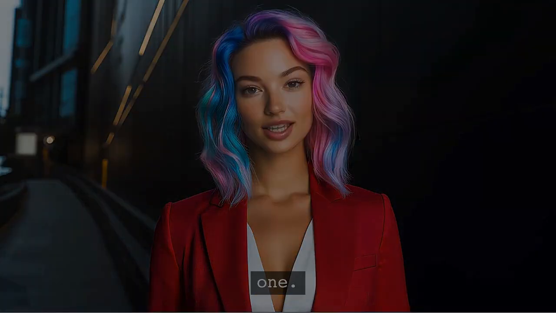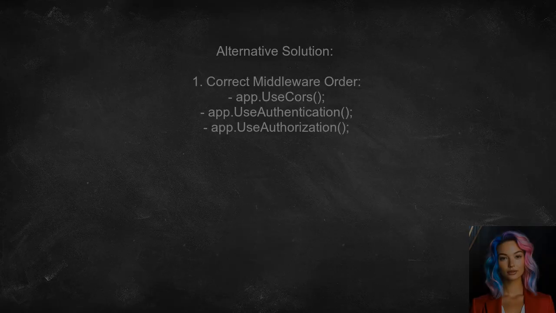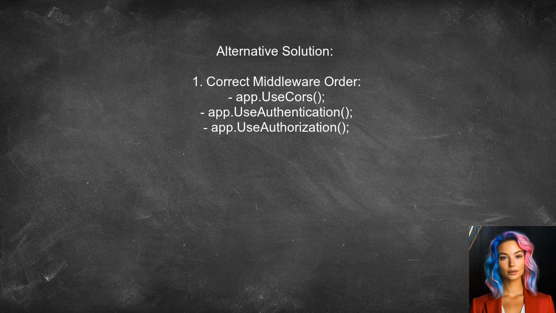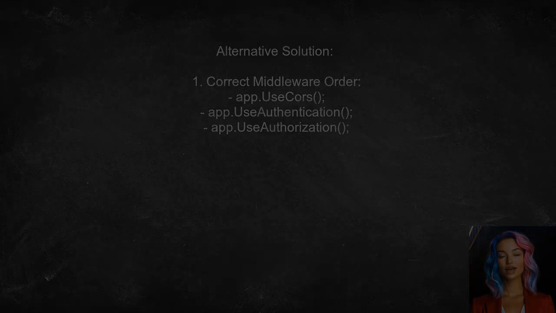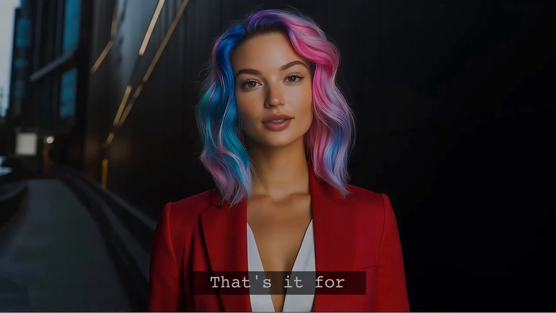Let's explore another one. An alternative solution provided by another user emphasizes the importance of the order of middleware in your ASP.NET Core application. They suggest placing the UseCors method before the UseAuthentication and UseAuthorization methods. That's it for that response.